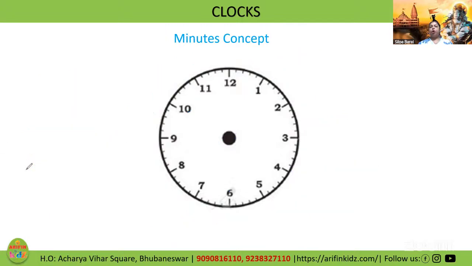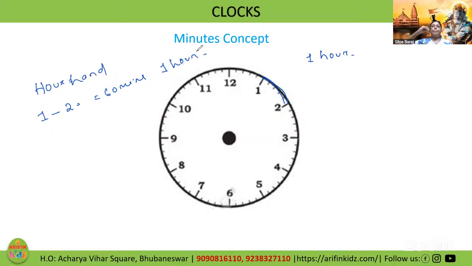So another thing, always remember when the minute hand completes one rotation, it is taking 1 hour, right? So in that time, the hour hand will move from 1 to 2. Always remember when the minute hand completes the rotation, the hour hand will move from one number to another number. Suppose 1 to 2, the hour hand will take 60 minutes. That means 1 hour.